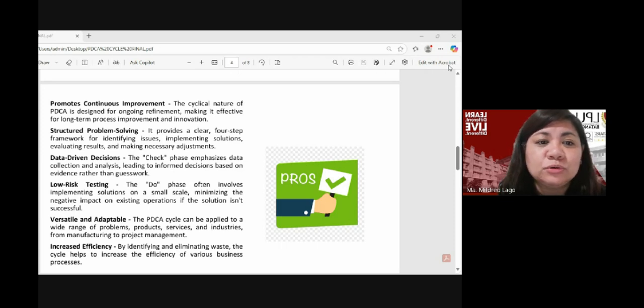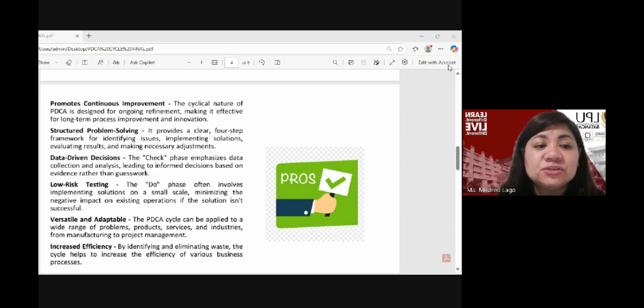Number one, it promotes continuous improvement. The cyclical nature of PDCA is designed for ongoing refinements. Hindi siya one-stop solution lang po. Keeps on repeating, kaya nga siya iterative cycle, making it effective for long-term process improvement and innovation. So again, once you have applied it, it doesn't stop there kasi you have to repeat the process again.